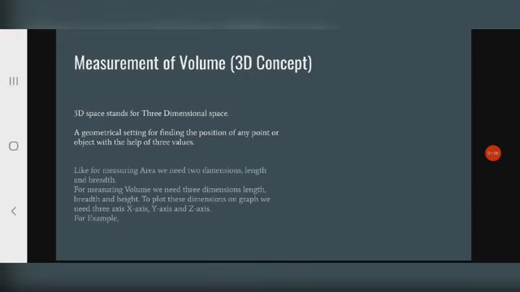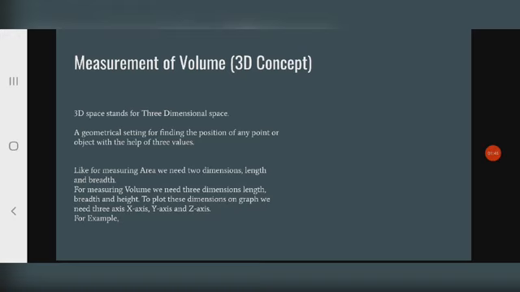Okay. So like for measuring area, we need two dimensions, length and breadth, right? These are called the two dimensions, length and breadth, so that we can find the area of an object. For measuring volume, we need three dimensions, length, breadth and height. So to plot these dimensions on the graph, we need three axes, that are x-axis, y-axis and z-axis. So these three together are known as the 3D space, three-dimensional space.